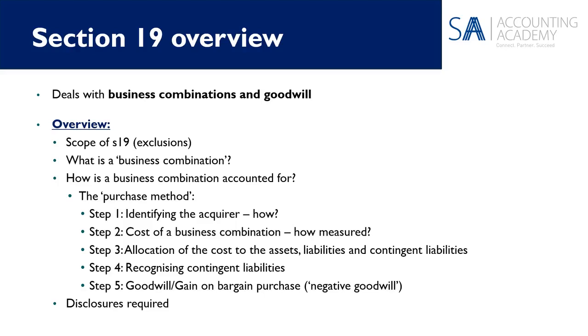Then the allocation, and I would say step 3 is probably the most important aspect of the purchase method, and that is allocating the cost to the assets, liabilities, and contingent liabilities of the acquiree. So we are going to have to find a method to determine this cost price. How do we allocate this to assets, liabilities, and contingent liabilities at the acquisition date?